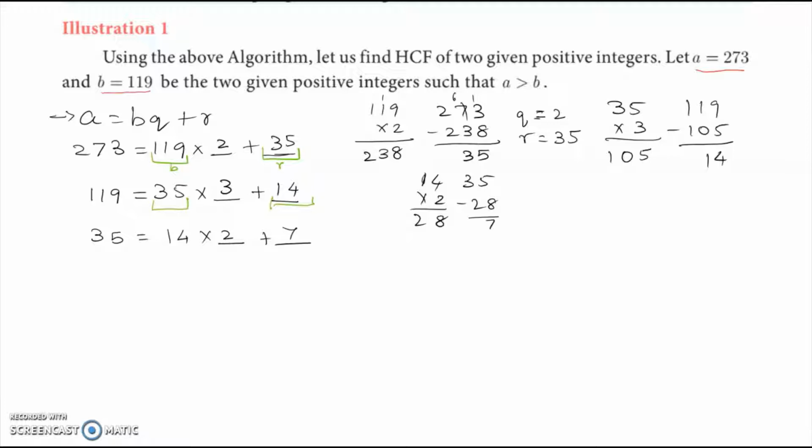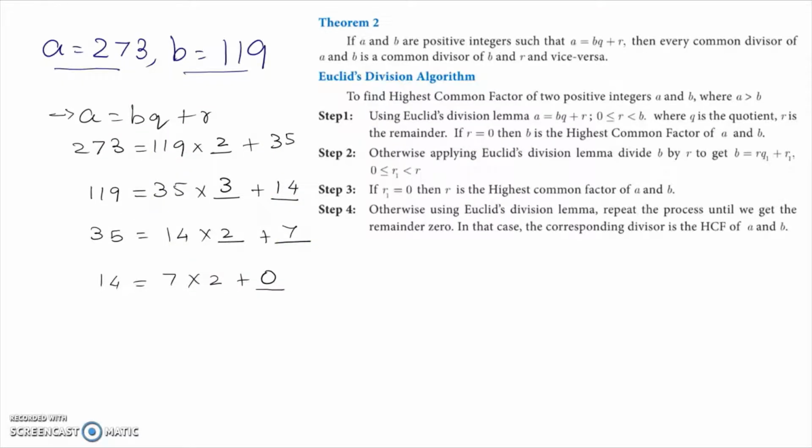And then repeating the same process again, now our A will be 14 and our B will be 7. So 14 is equal to 7 times 2, and your remainder will be 0. Let us apply our results onto the theorem.